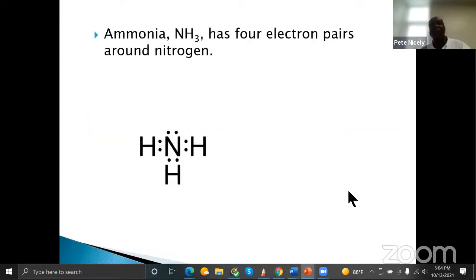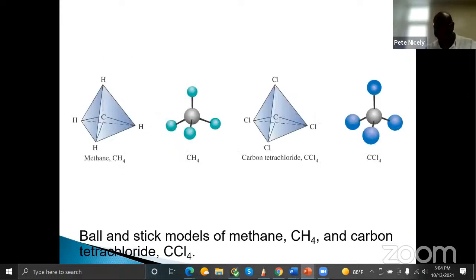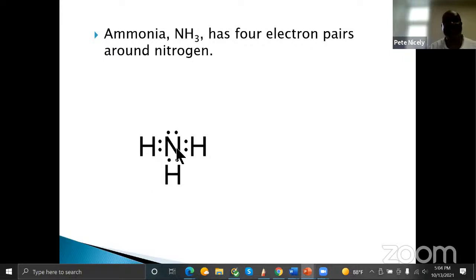Now, I want us to look at this molecule, ammonia. If you look at ammonia, you'll notice that the Lewis structure of ammonia is such that the nitrogen is bonded to 3 atoms, and there's a lone pair of electrons on the nitrogen atom, all right?